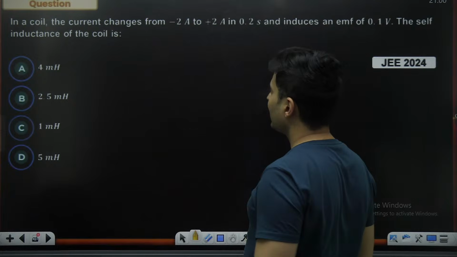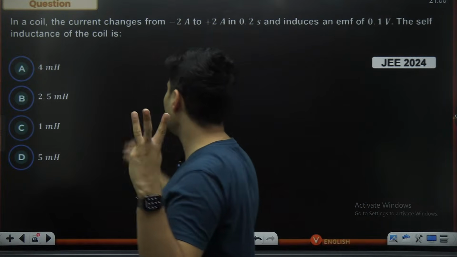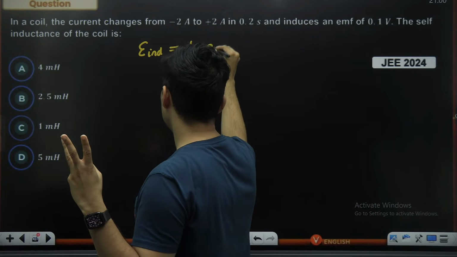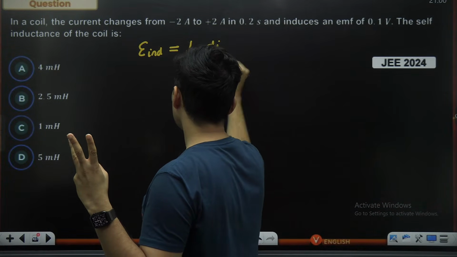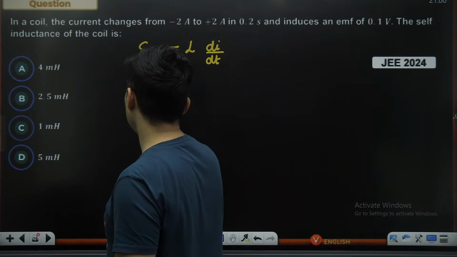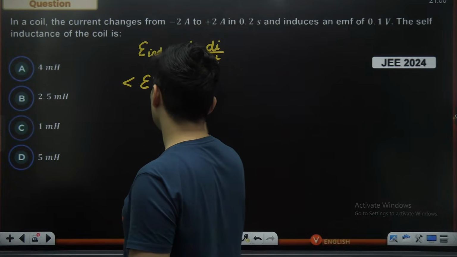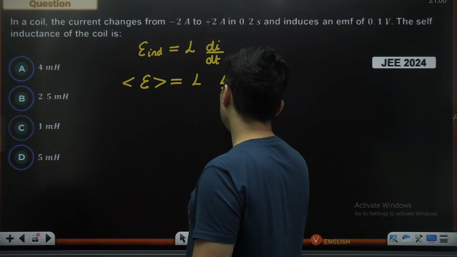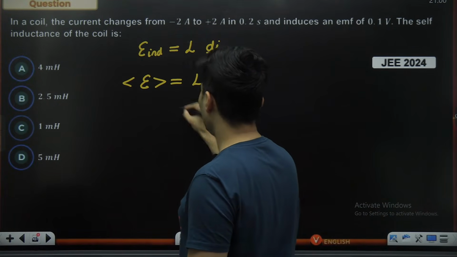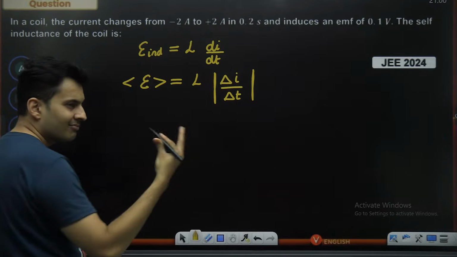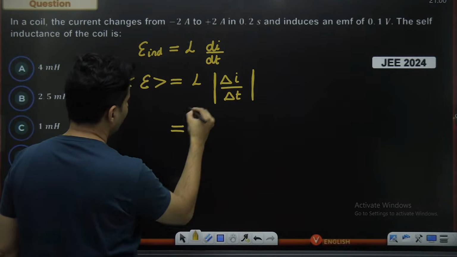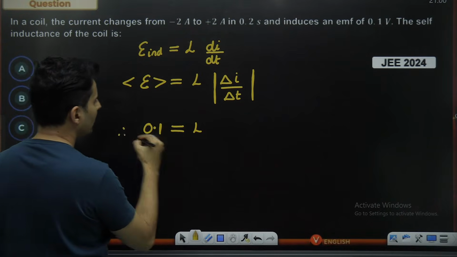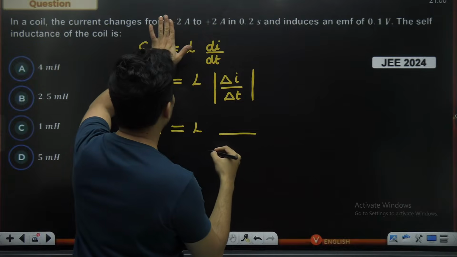So voltage, inductance and current. There is only one equation like that. EMF induced is L times di by dt. But here I am interested in the average value of that EMF, because the current changes in a large interval of time. So I will use delta I by delta t, everything in the mod. I'm not interested in the signs over here. All right, so I want to find L. EMF induced is 0.1 volts. And what is the change of the current from -2 to +2?